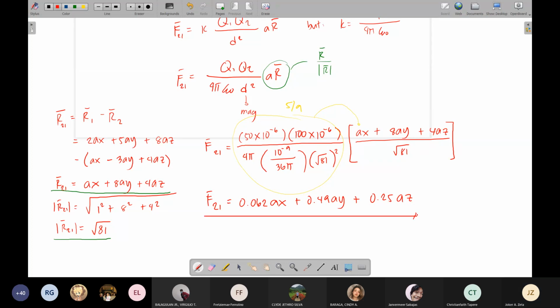Okay? So, take note, force, unit is Newton. Okay? So far, any questions? Wala na mo. Okay? So, everything is very easy.